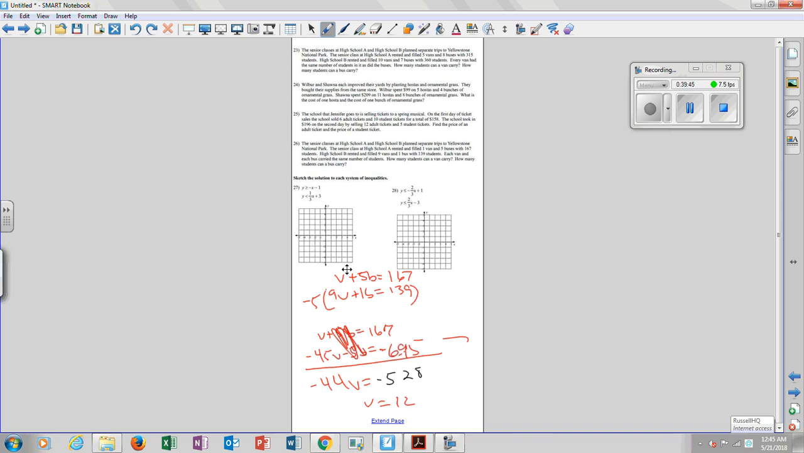Take that 12, plug it back in. We'll plug it into the original top: 12 plus 5b equals 167. Subtract the 12, you get 155. Divide by 5, you get 31. So v equals 12, and b would have to equal 31. All right.